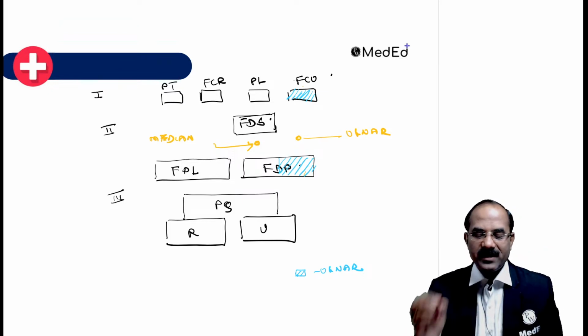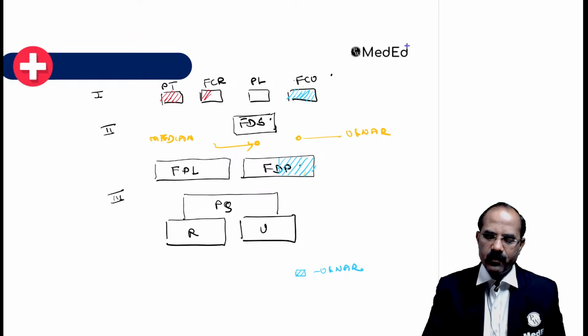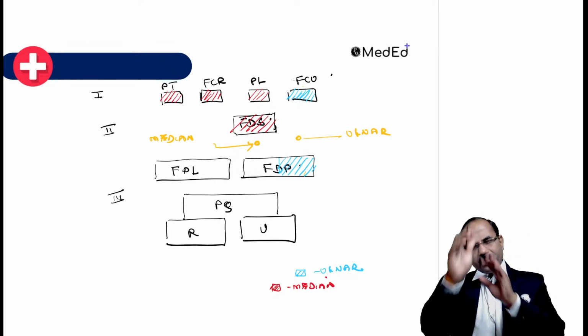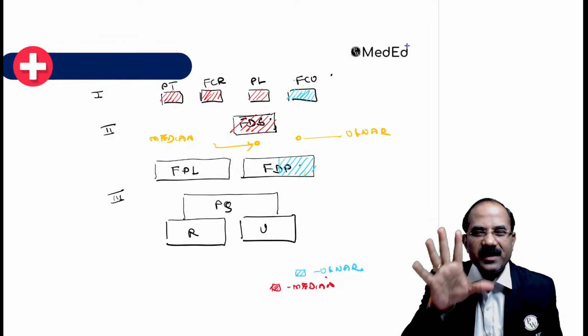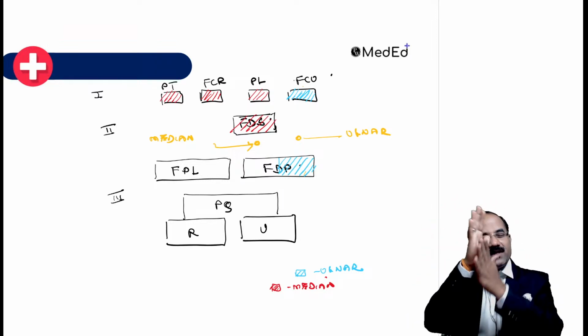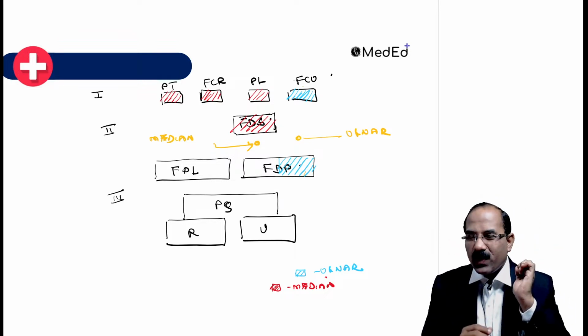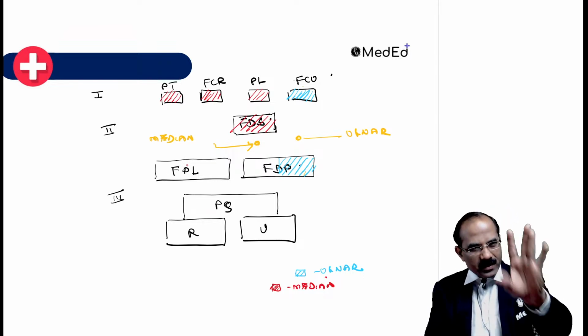It's not that easy. Look. The median nerve supplies only four muscles: pronator teres, flexor carpi radialis, palmaris longus, and the flexor digitorum superficialis. Who will supply these four muscles? The median nerve. Because the median nerve has to go to the hand and supply the muscles in the hand. So how many muscles is the median nerve supplying in the forearm? Only four muscles. Okay, so who is left now? The flexor pollicis longus is left.